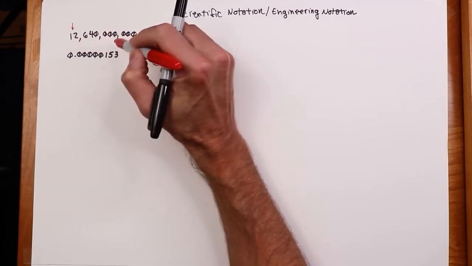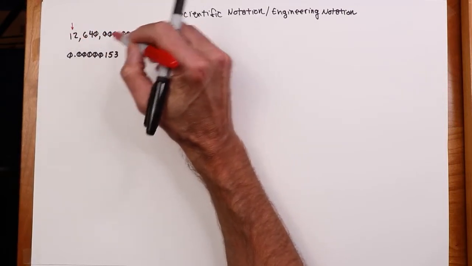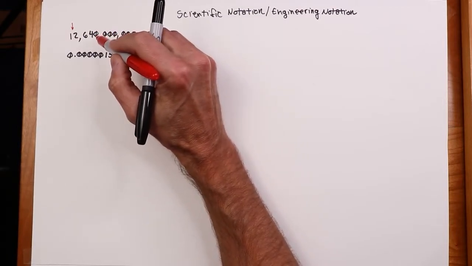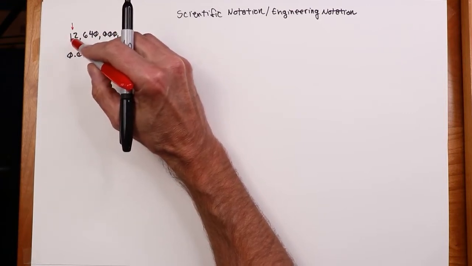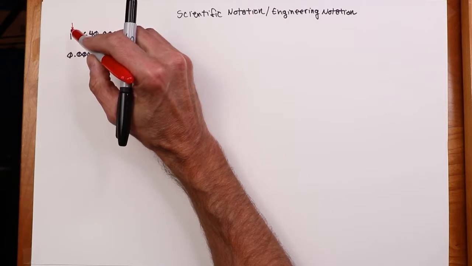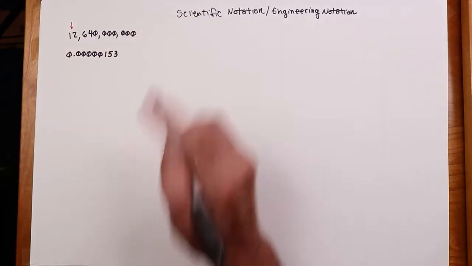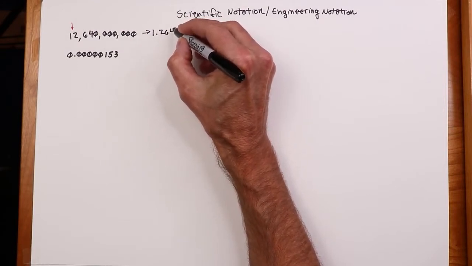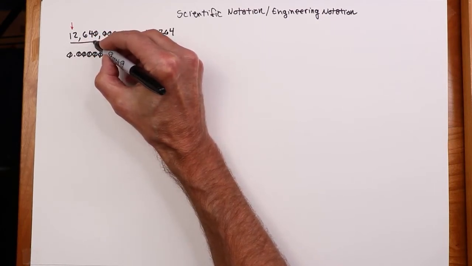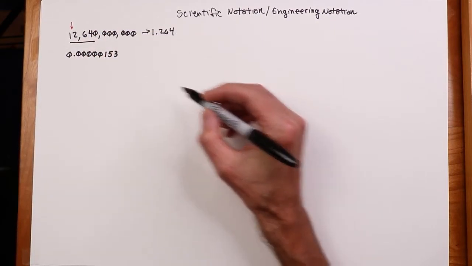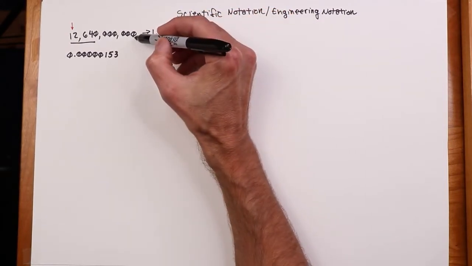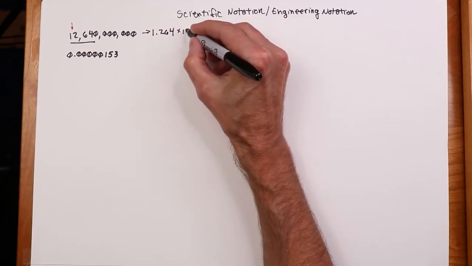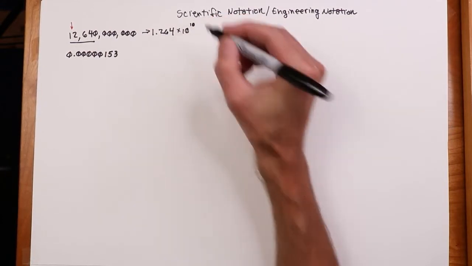At least in English, we use commas for every factor of 1,000. So that's 10 to the third, that would be 10 to the sixth, that would be 10 to the ninth, and at that point, that would be 10 to the 10th. So we would write this as 1.264, right? These are our significant precision digits, 1.264. And then we figure out how many places we have to go. Like I said, there's 3, 6, 9, 10. So that's times 10 raised to the 10th power.